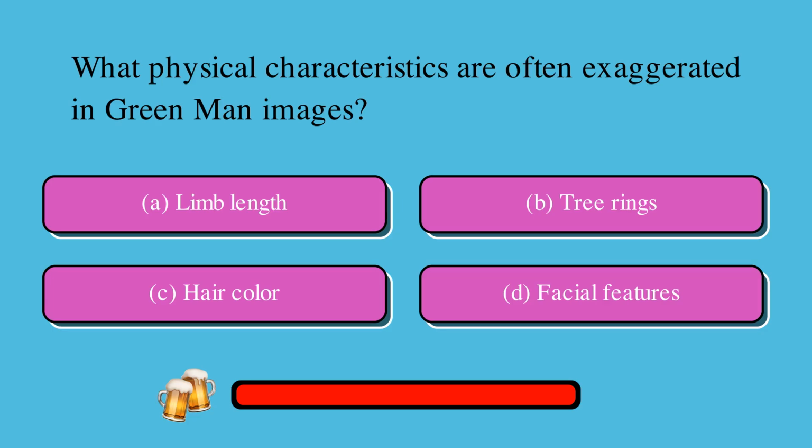What physical characteristics are often exaggerated in Green Man images? Is it A, limb length, B, tree rings, C, hair color, or D, facial features? The correct answer is D, facial features.